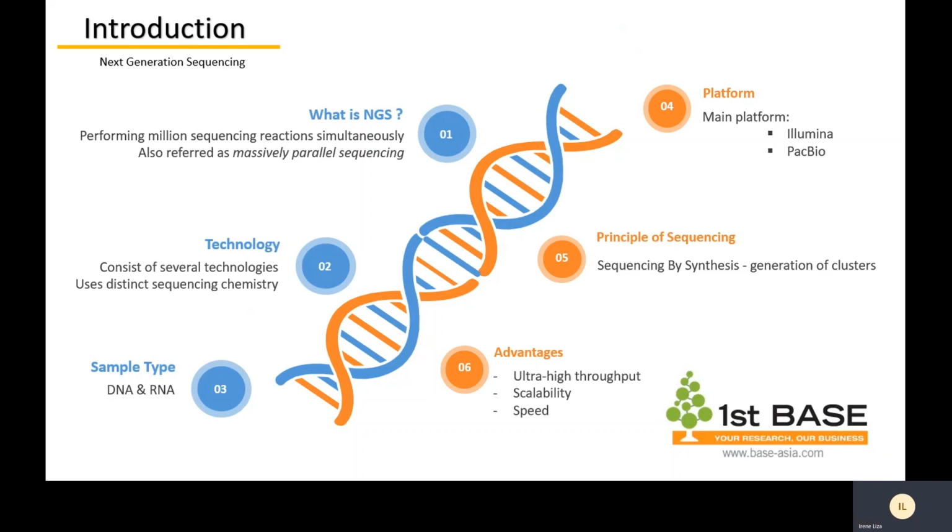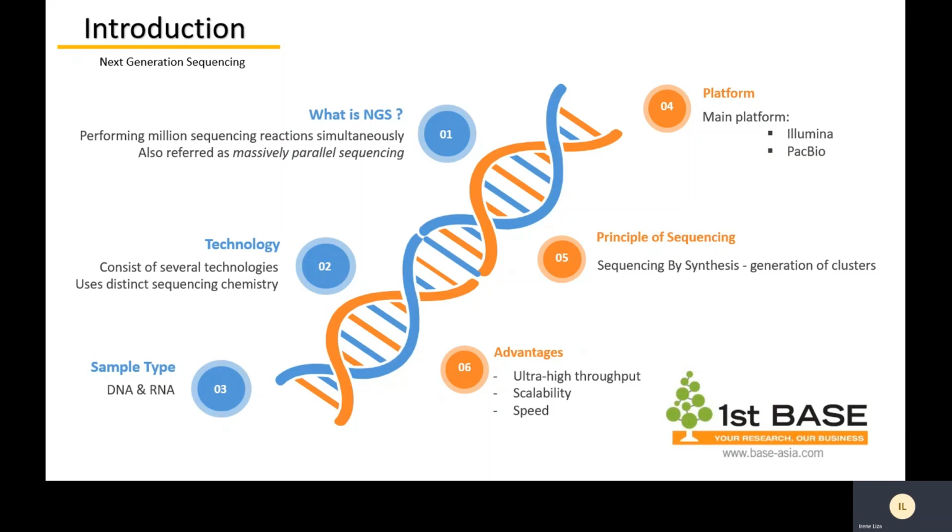Now, first, let's take a look into what is NGS. So NGS is actually an abbreviation for next generation sequencing. As per its name, this technology came in as a second generation after Sanger sequencing. This technology is able to perform a million sequencing reactions simultaneously. Because it's able to do that, it is also referred to as massively parallel sequencing. So these are the two things that NGS has, the specialty of it.